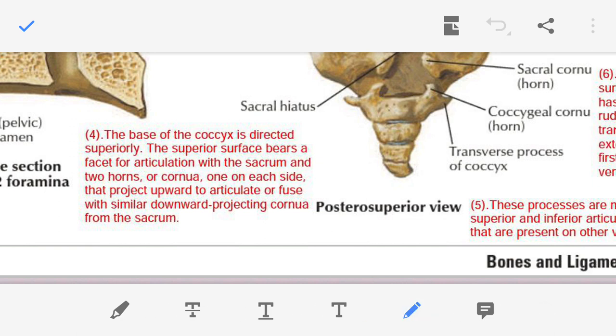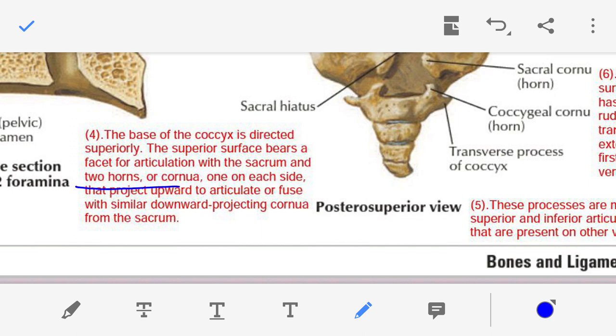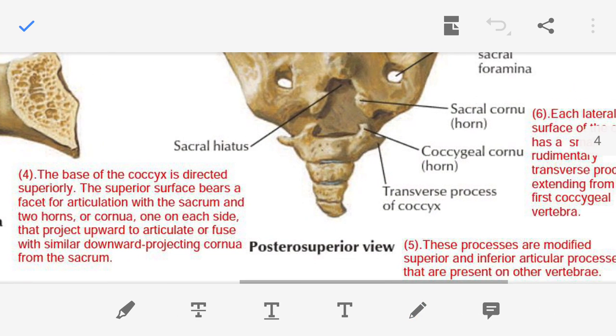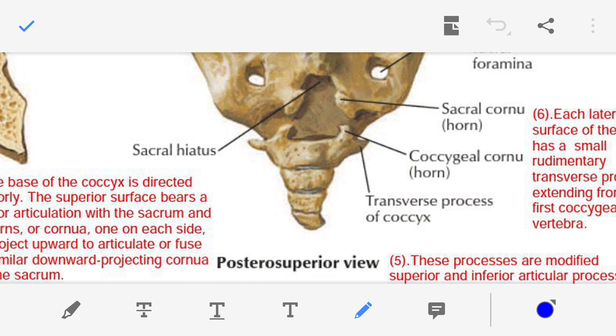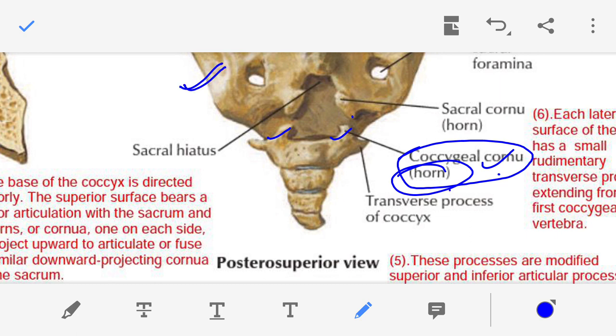Now then the two horns, one on each side, are projecting upward, and these two horns are going to join with the horns of the sacrum. For example, they are talking about this on the lateral side. As you can see, this one is the coccygeal cornu, also known as the horn, and this is the sacrum. Last time we learned that this is the sacral cornu. So this sacral cornu joins with this.